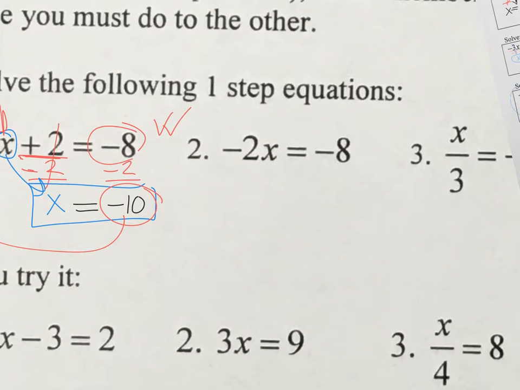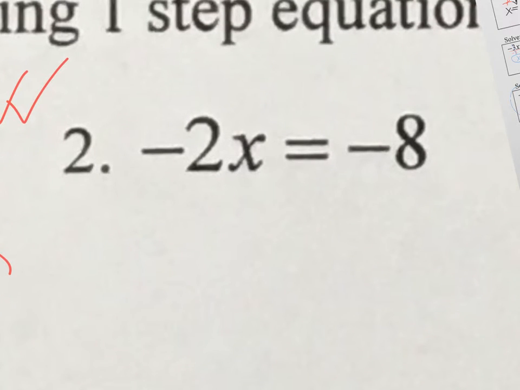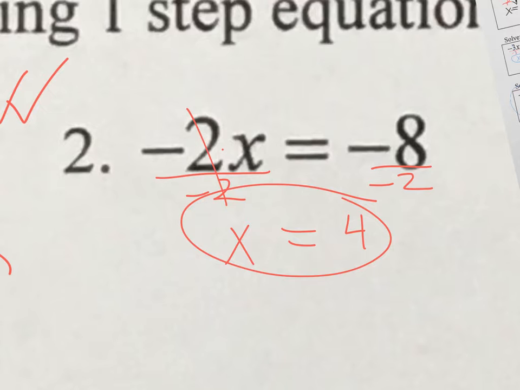So let's jump to number 2. Right here we have negative 2 times x. Again, to get rid of something, you need to identify what's actually happening. It is the multiplication of negative 2, so you're going to do the opposite of that, dividing by negative 2. And what you do to one side, you do to the other side to maintain the balance. You cancel that out, it will be x. The equal sign comes down. A negative divided by a negative is a positive, so the answer is x equals 4.